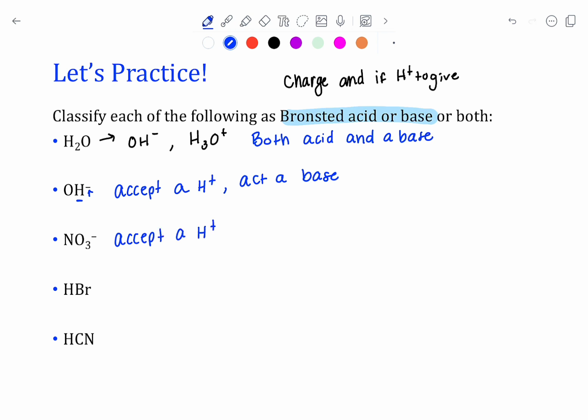It's going to accept that proton. It's going to create HNO3, which is nitric acid. Okay, it's going to accept that hydrogen and it's going to act as a base. So there was no hydrogen to give, so it can't donate anything and act like an acid. So the only thing it can do is act as a base.